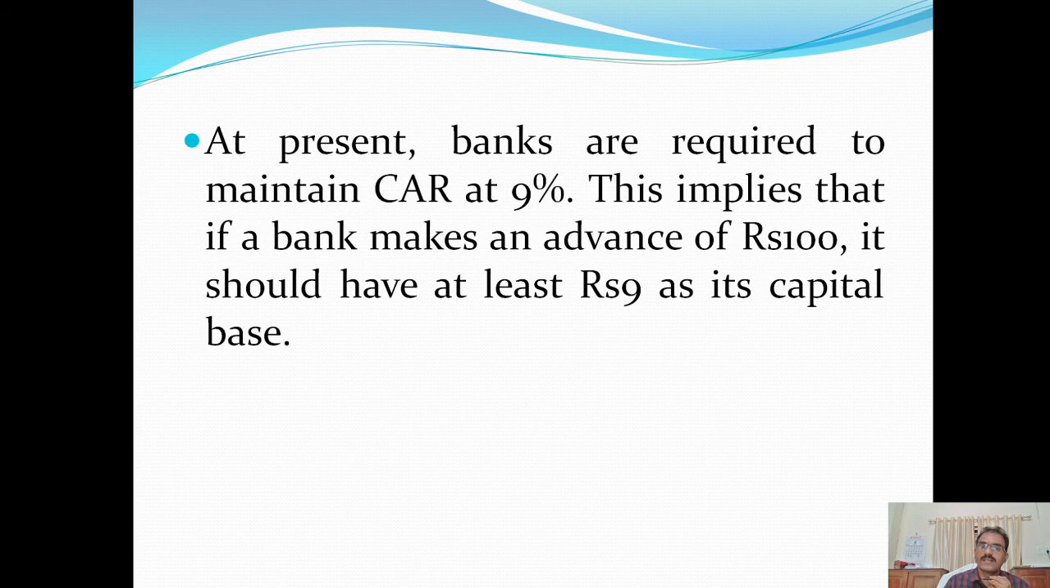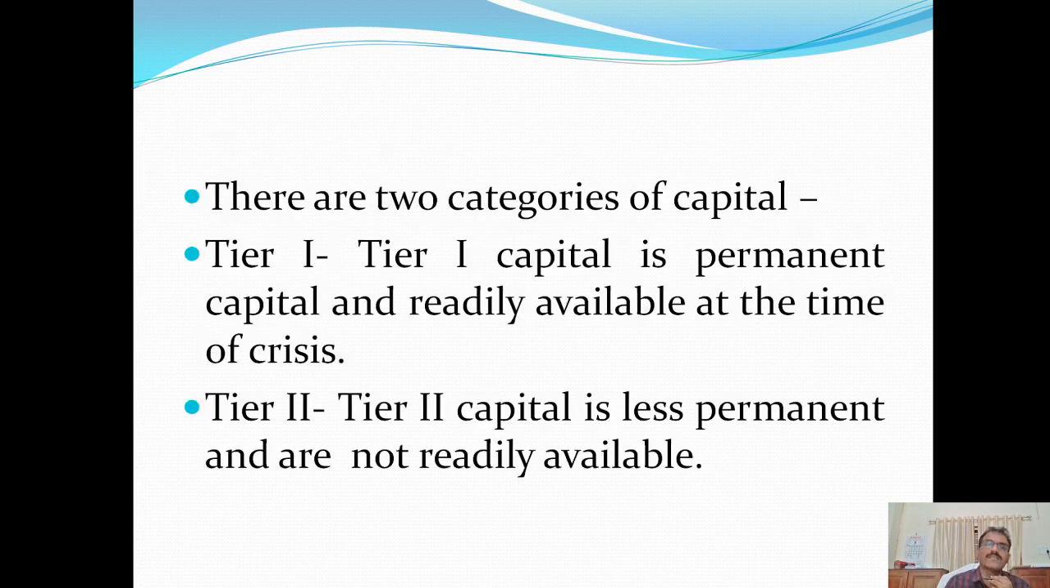At present, banks are required to maintain capital adequacy ratio at 9%. This means that if a bank makes an advance of rupees 100, it should have at least rupees 9 as its capital base. Okay, so in order to make an advance of rupees 100, the bank should have at least rupees 9 as its capital base.